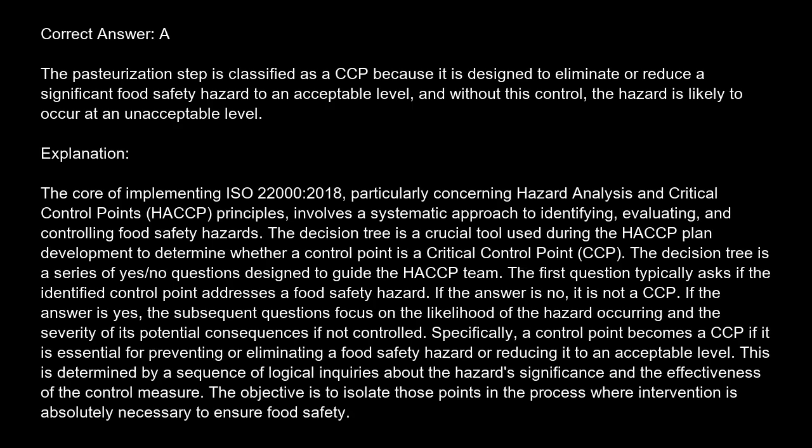Specifically, a control point becomes a CCP if it is essential for preventing or eliminating a food safety hazard or reducing it to an acceptable level. This is determined by a sequence of logical inquiries about the hazard's significance and the effectiveness of the control measure. The objective is to isolate those points in the process where intervention is absolutely necessary to ensure food safety.